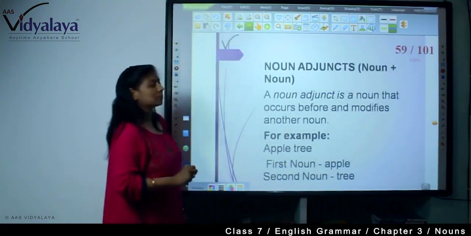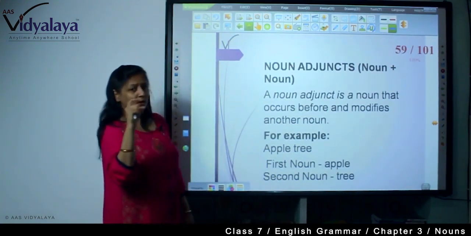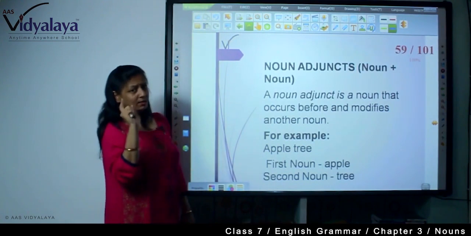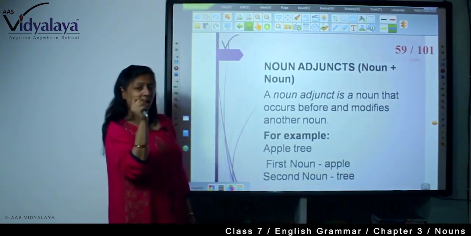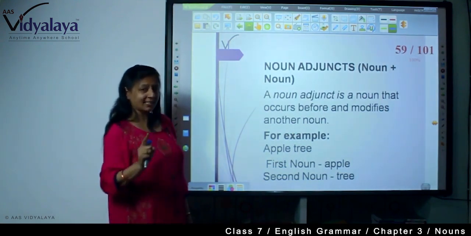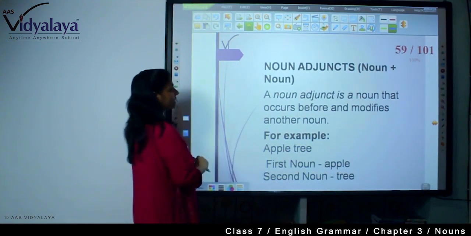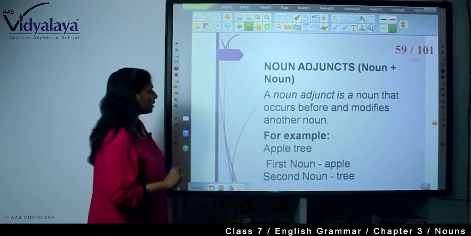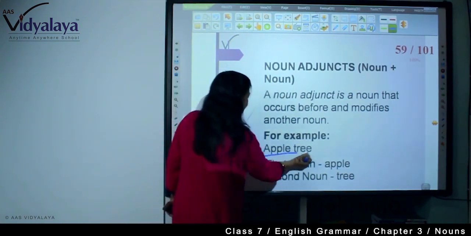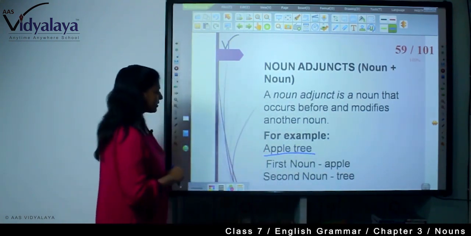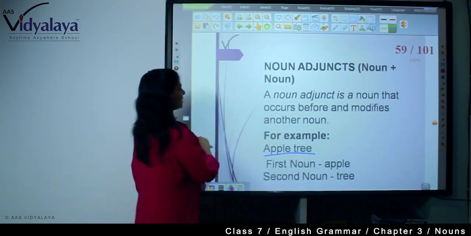Now, I have told you about the modifier. Now, noun adjunct. Noun plus noun. One noun is modifying another noun, but you will have to be sure about which one is a head noun and which one is a modifying noun. A noun adjunct is a noun that occurs before and modifies another noun. For example, apple tree. Which type of tree? Apple tree. First noun is apple, second noun is tree here.